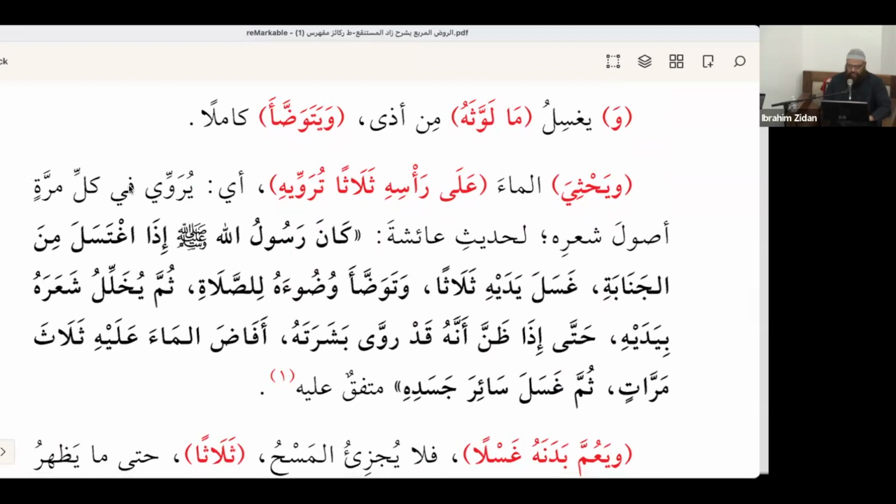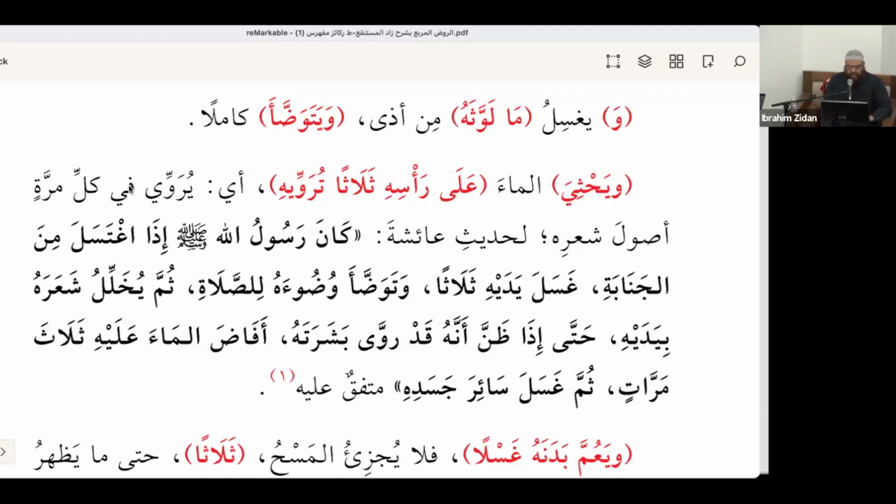And each one has evidences in the hadith of the Prophet ﷺ. So wudu here is kamil, not all of the wudu except the foot. Some narrations say this, and other narrations say the wudu kamilan, the entire wudu.